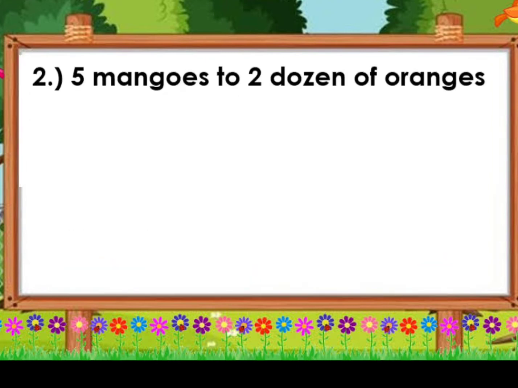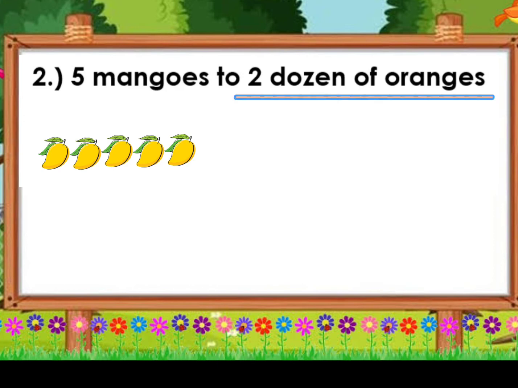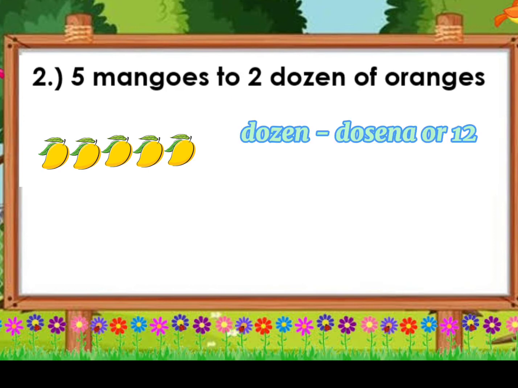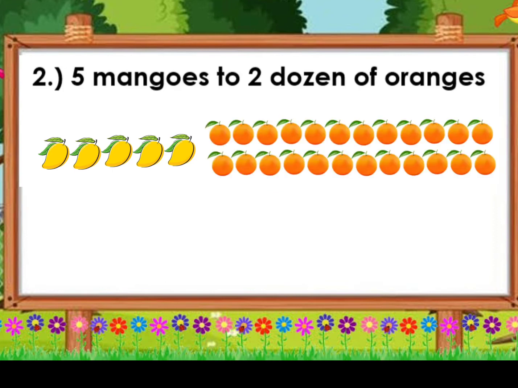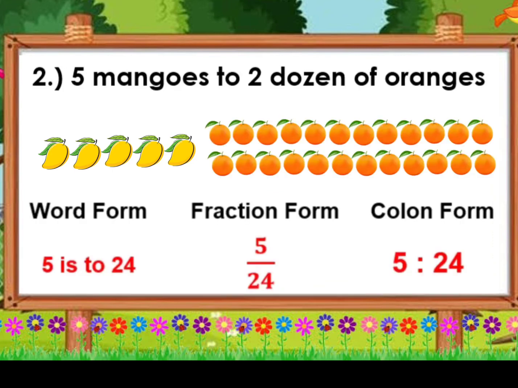Number 2, 5 mangoes to 2 dozen of oranges. So we have 5 mangoes and 2 dozen of oranges. Dozen means docena or 12. So 2 dozen is 2 times 12 equals 24. So we have 24 oranges. Therefore, our answer is 5:24.